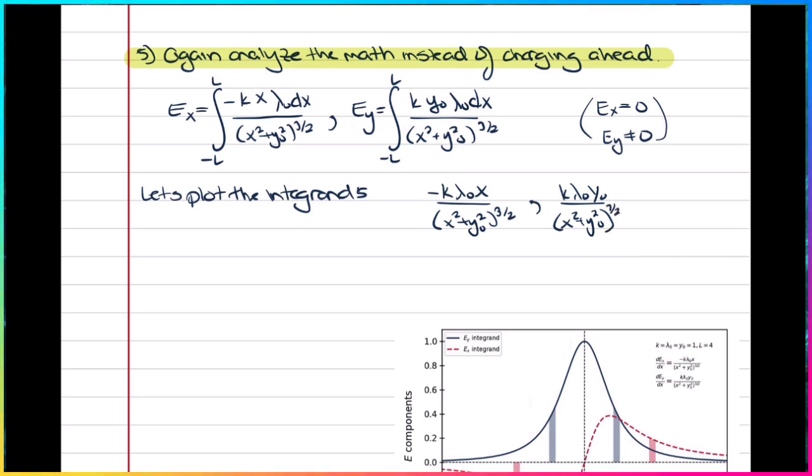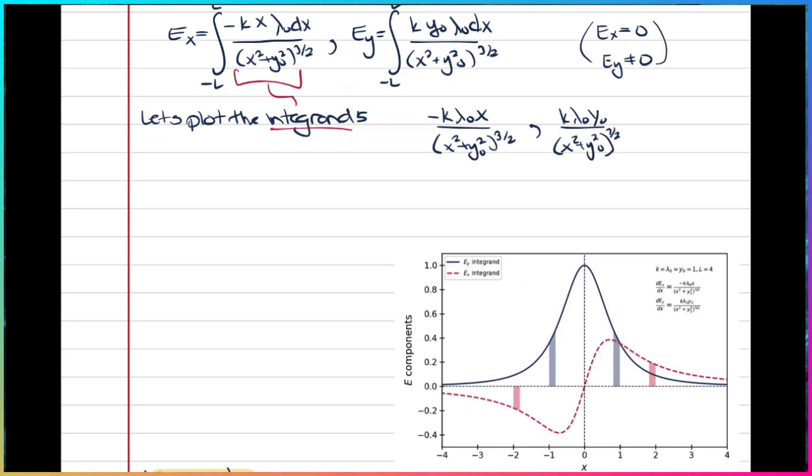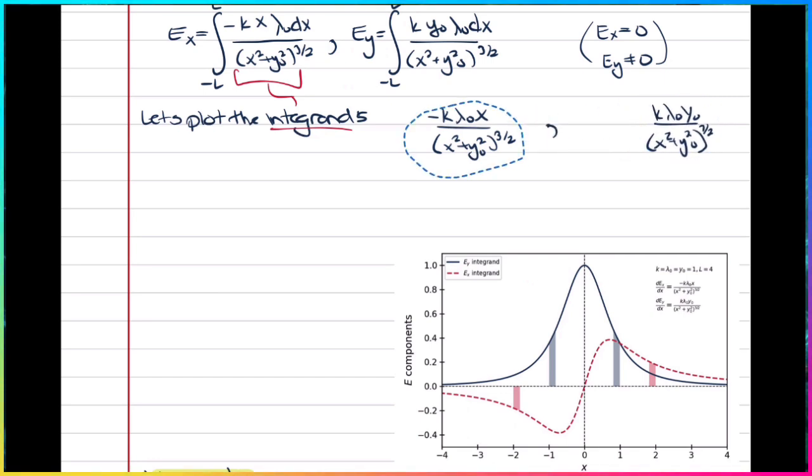So again, just in case we need a refresher, the integrands are essentially the thing inside. I technically don't include the dx in this case as well. So really, what we're plotting here is the integrands. And if what I am about to say doesn't make sense, that's fine. Ignore what I'm about to say then.